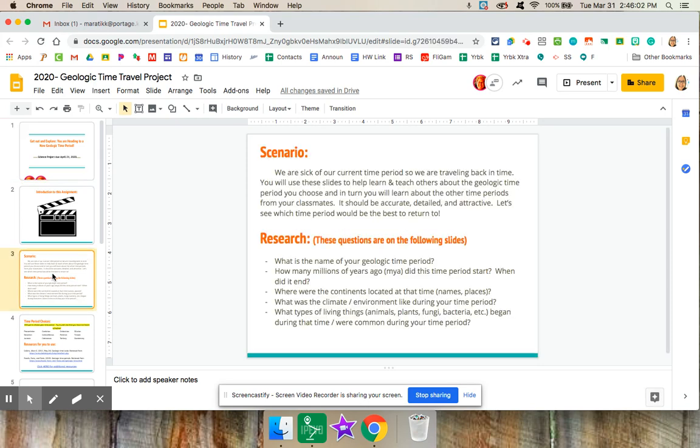So, scenario, we're sick of our current time period, so we're traveling back in time. You'll use these slides to help learn and then teach others about the geologic time period you choose, and in turn, you'll learn about other time periods from your classmates. It should be accurate, detailed, and attractive. Let's see which time period would be the best to return to.